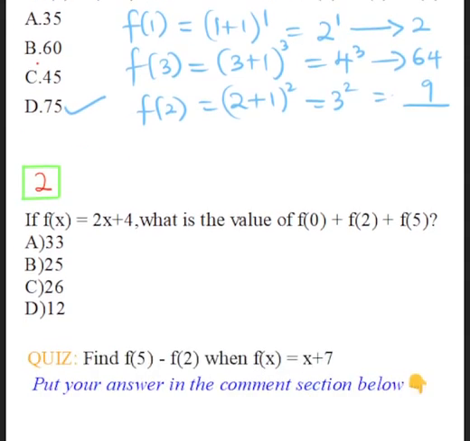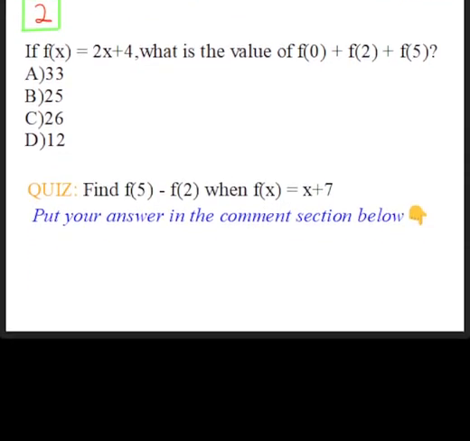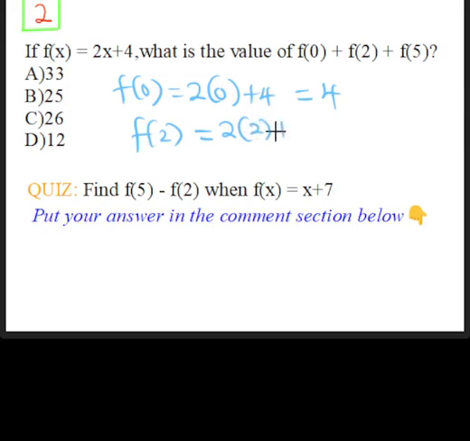Then for the second one, f of 0 is equal to 2(0 plus 4), and this is equal to 2 times 0 is 0, 0 plus 4 is 4. Then for f of 2 first, we'll have 2(2 plus 4), and this is 4 plus 4 is 8.